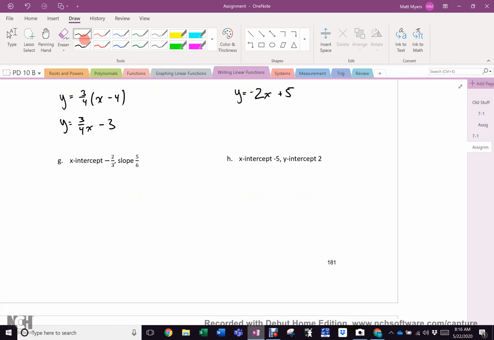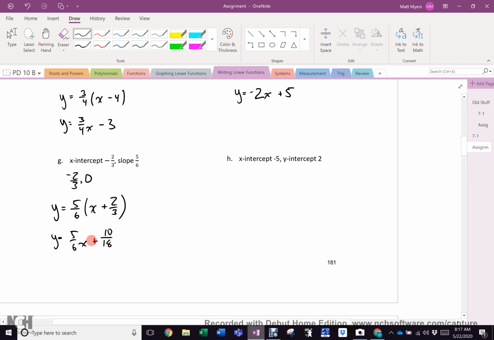X-intercept and slope. An x-intercept, again, it's tricky, right? So I think about the drawing. No, I don't need to think about the drawing. It's a point: negative 2/3, 0. So then I just plug that into my equation. y equals 5/6 x plus 2/3. And then tidy it up if you want. y equals 5/6 x plus 10/18. If you really want to tidy it up, you could take it into standard form.